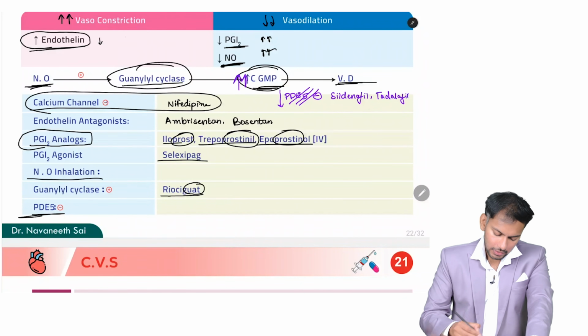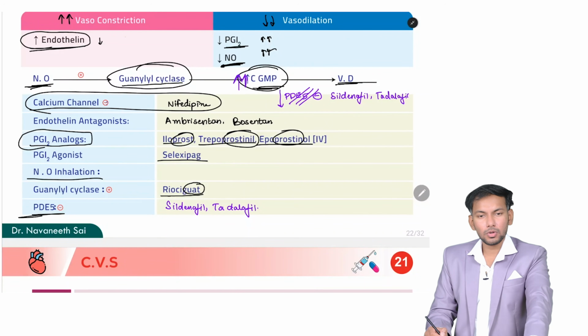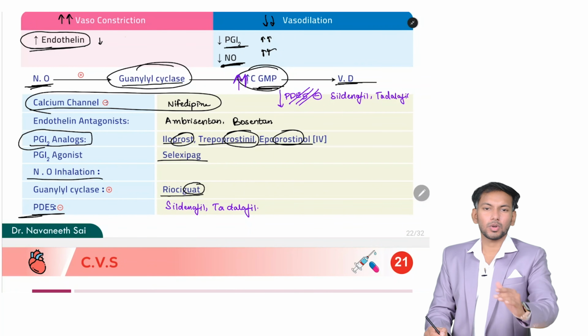So that's all. These are the classes of drugs that you use in pulmonary artery hypertension. I hope you understood the chapter on the respiratory system. This is what is important for the exam.